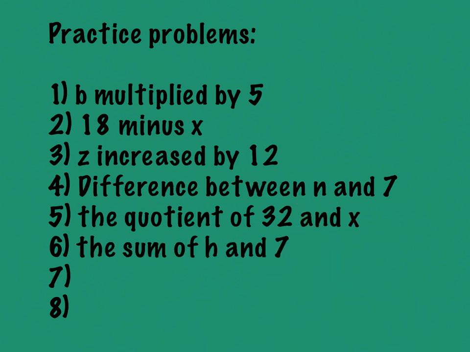Okay, now let's take a look at number 6. We have the sum of h and 7. So we're going to highlight and, go back to the original part of the problem, or the beginning part of the problem, and see what the operation is. It says the sum, if you check your chart, says addition, point our arrow to and, h plus 7.